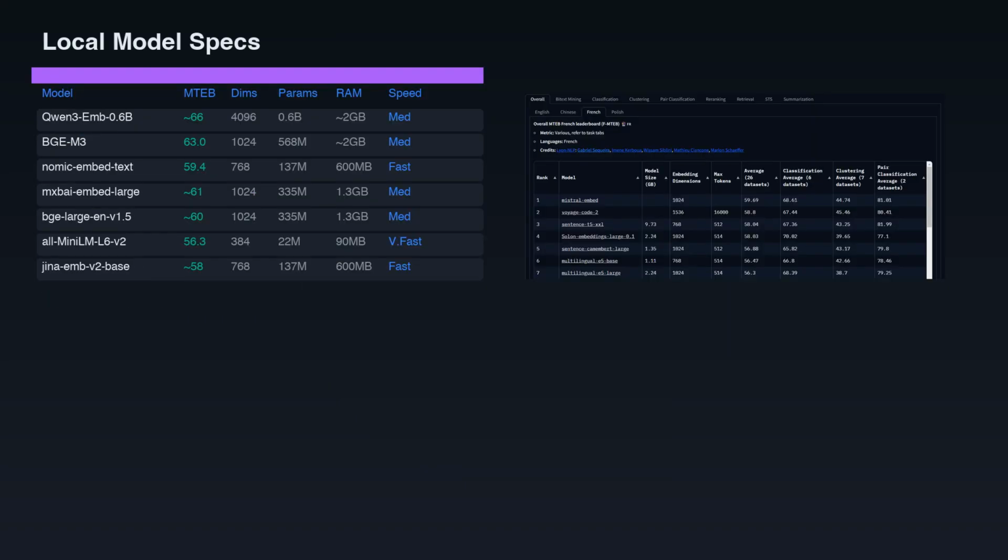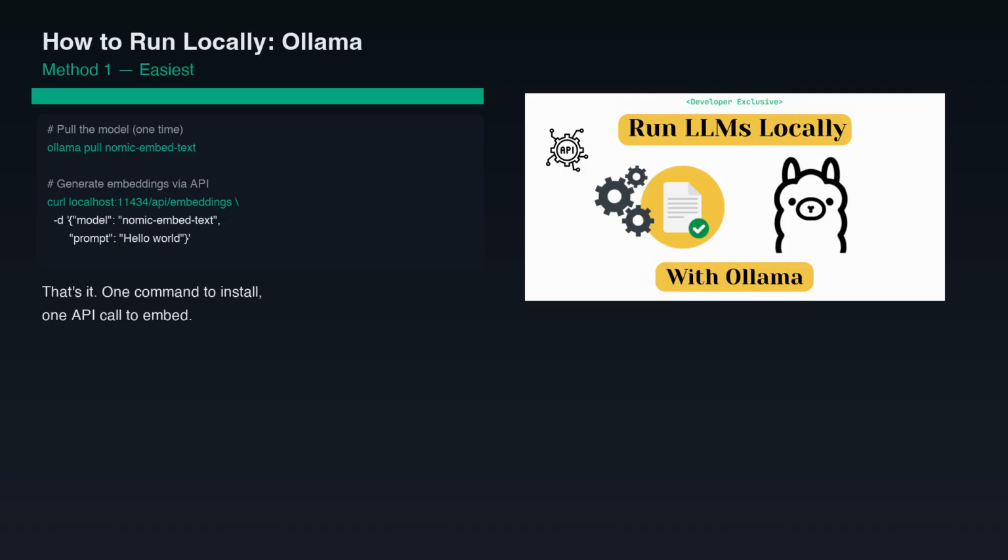But here's where it gets interesting. The open source world has caught up dramatically. Qwen 3 Embedding from Alibaba scores 70.58 on the multilingual MTEB leaderboard. That's higher than every cloud API. BGE-M3 scores 63, nearly matching OpenAI's large model. And Nomic Embed Text, the community favorite, runs with a single Ollama command.